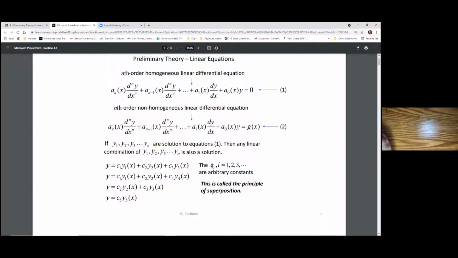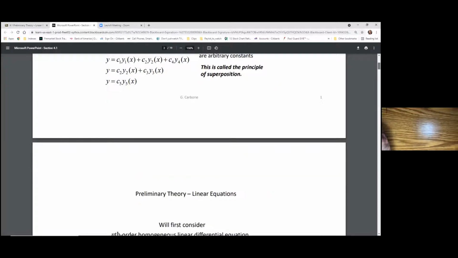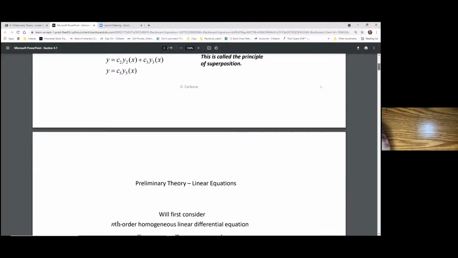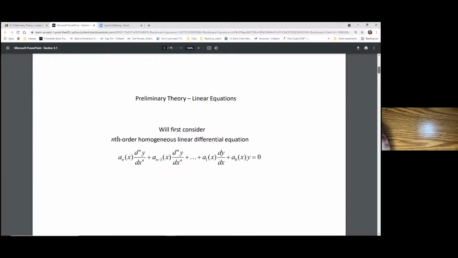So, it's just kind of what we talked about initially too, that if you have a first order differential equation, you're going to have one constant. If you have a second order differential equation, you have two constants, right? And so this is called the principle of superposition. You might have heard it before, like in physics, when you calculate the electric field, if you have a number of point charges, right, you use the principle of superposition.